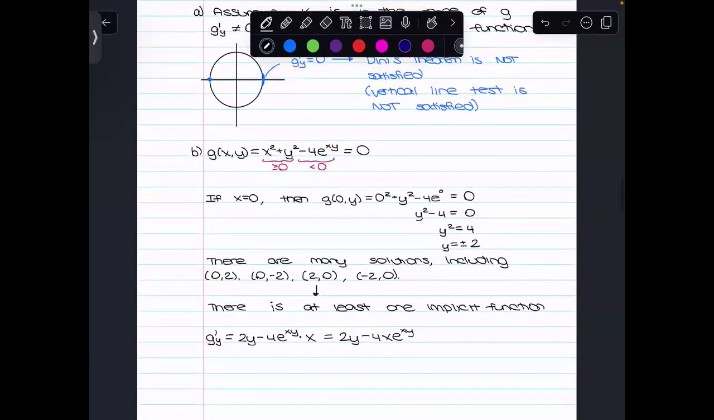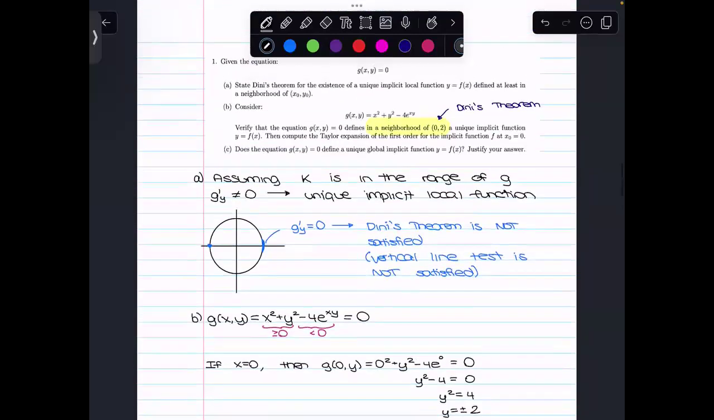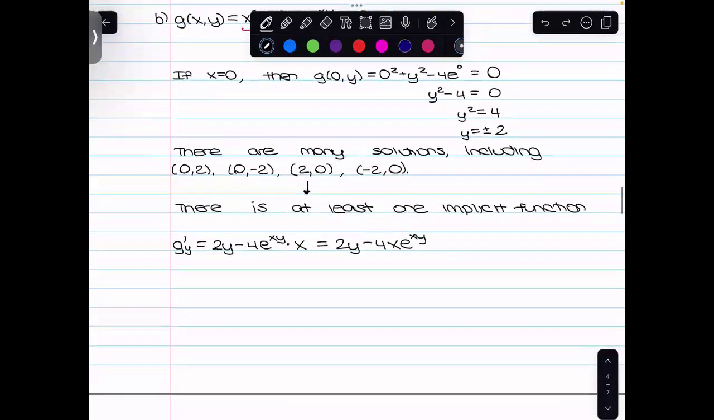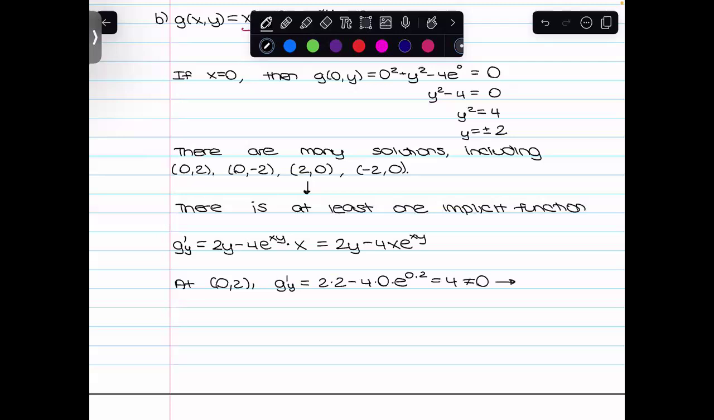And we were checking specifically in a neighborhood of the point 0, 2. So at 0, 2, we're going to get here 2 times 2 minus 4 times 0, so that doesn't really matter. And so we're going to get 4. So the point is that it's not 0. And so according to Dini, the implicit function is unique.